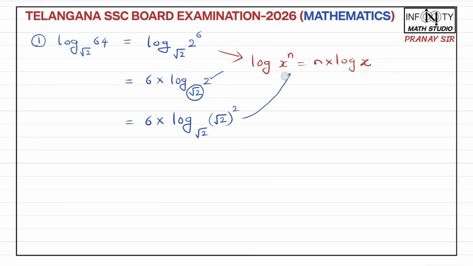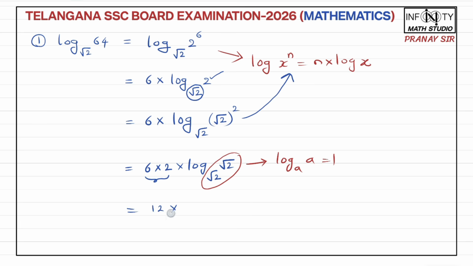Again here I apply the same rule. So I get 6 into 2 into log root 2 to the base root 2. Now if you observe, the number and the base both became the same. So here I apply the rule log a to the base a is equal to 1. So 6 into 2 is 12, and this log part became 1. So 12 ones are 12. That's all. This is the traditional method.